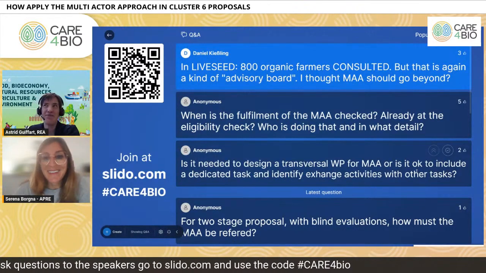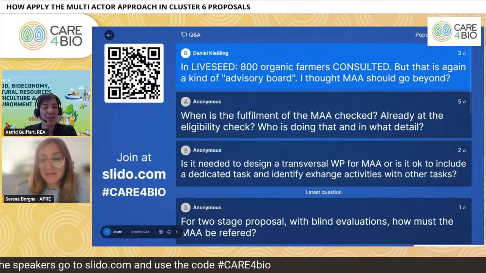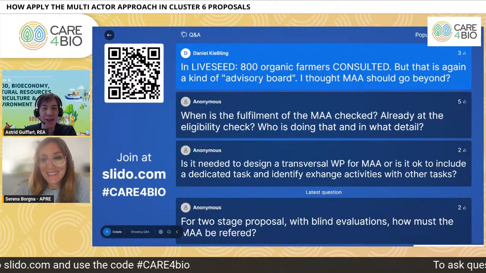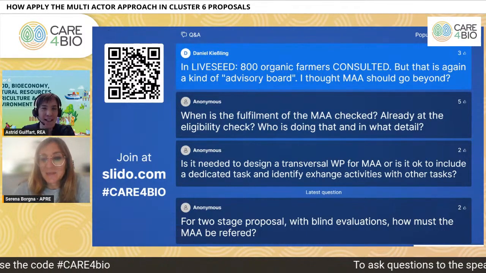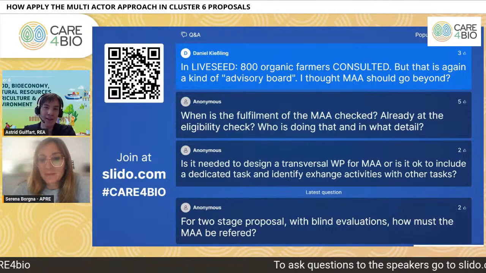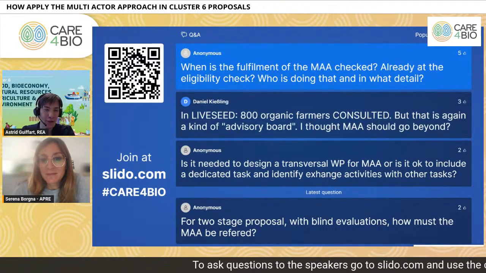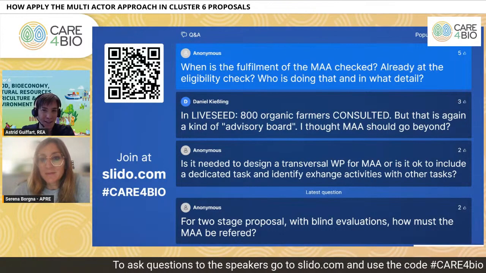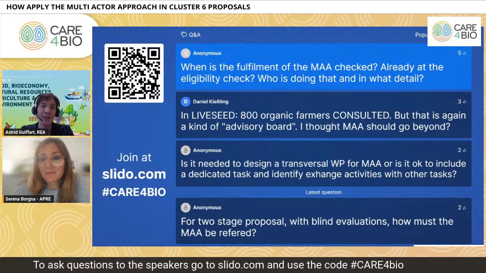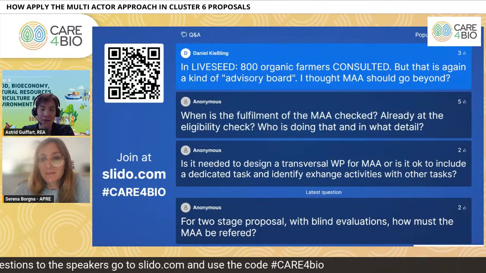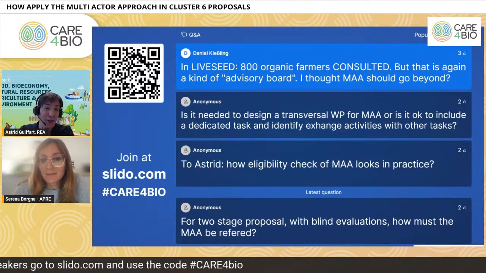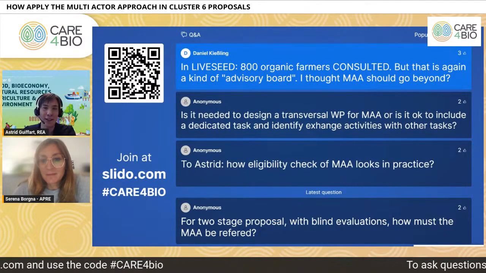Well, I would say that I'm not the project officer of this project, so I'm not an expert in this, but I think that the project is made of different organizations representing the organic sector. And so, of course, not everybody can be involved at any moment. You know, you need to have a structured process to organize these interactions.